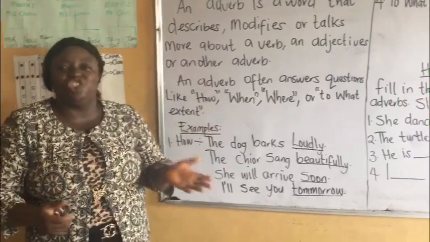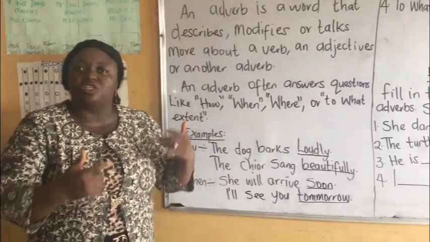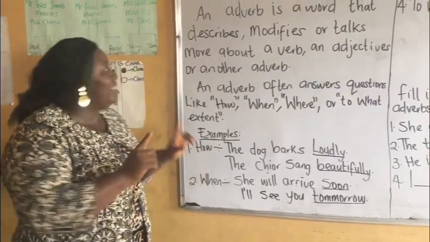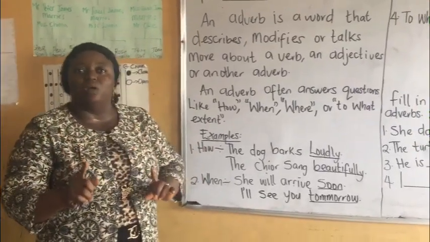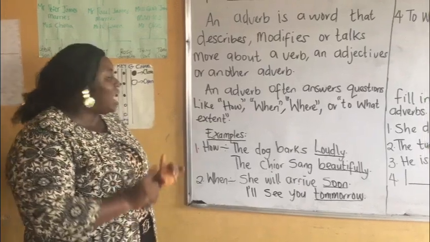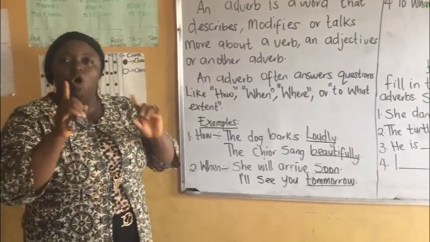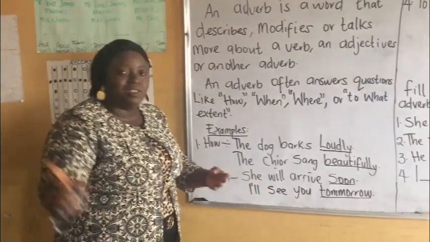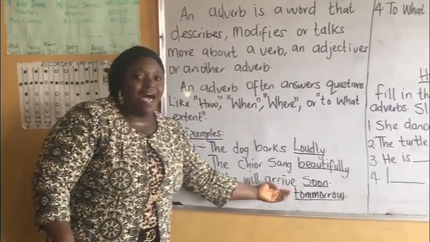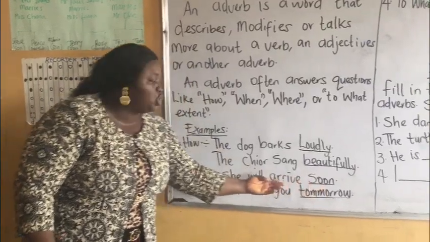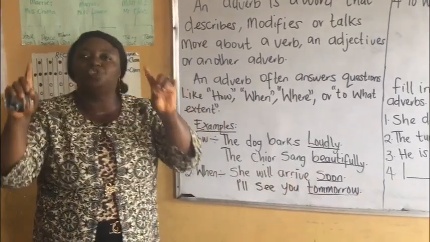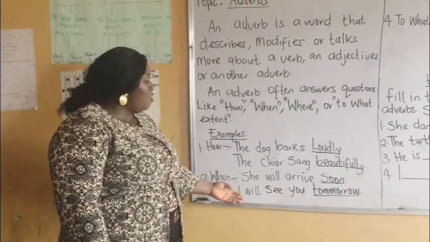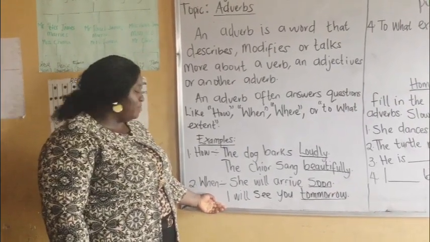We can say, she just arrived. Yes, it's actually correct. You're trying to make a complete sentence. But now we're actually talking about adverbs, and we say adverbs modify or talk more about a verb. Now we are saying she will arrive soon. The soon is talking more about when she is going to arrive. Very good.